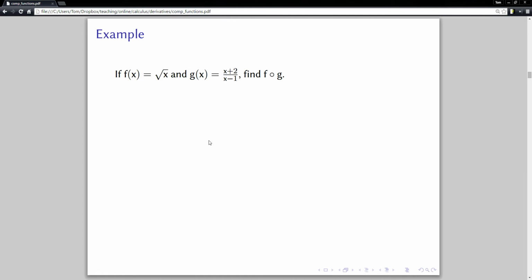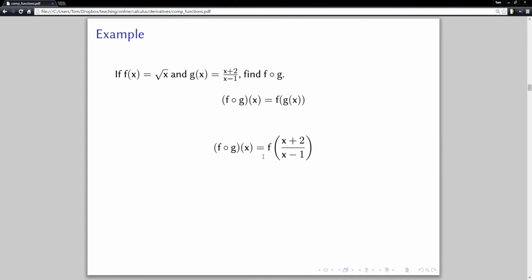Next example. In this example, f of x is equal to the square root of x, and g of x is this rational function, x plus 2 over x minus 1, and I want to find f of g. Again, it's pretty much the same steps. We're going to start with the definition of the composition, f of g of x. Here we know that g of x in this example is equal to x plus 2 over x minus 1. So from here to here, I am just replacing g of x with what it's equal to, x plus 2 over x minus 1.